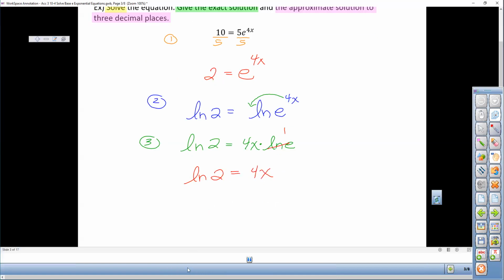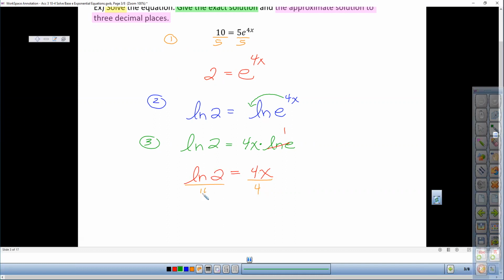And so I continue my solving. Now I have to undo the multiplication, dividing both sides by 4. And again, you have to realize that you are not dividing 2 by 4. 2 is the argument of the logarithm. You are dividing the logarithm value by 4.